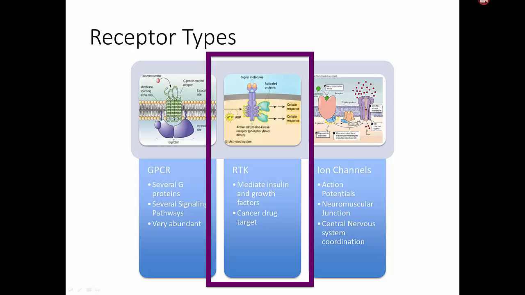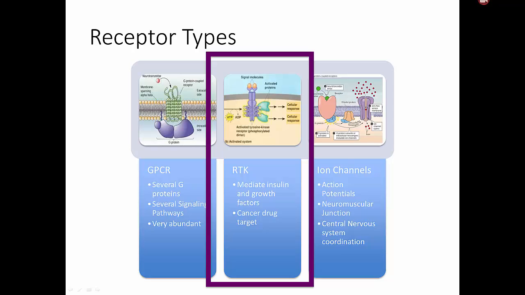Receptor tyrosine kinases, or RTKs, are a large family of receptors, some of which you may have heard about in your biology classes. These include epidermal growth factor receptors, or EGFRs, insulin receptors, vascular endothelial growth factor, or VEGF receptors, and platelet-derived growth factor, or PDGF receptors.